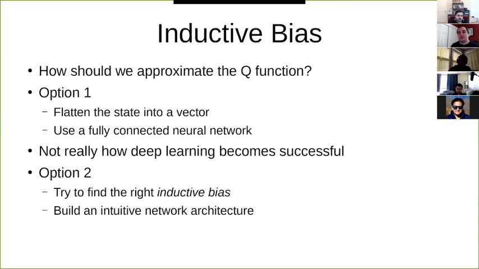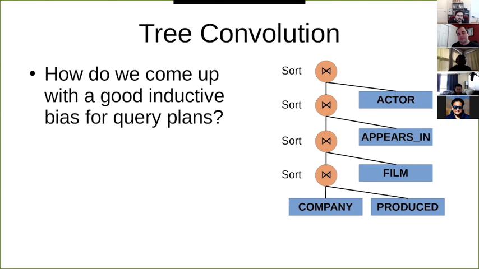A second option is to try to find the right inductive bias and to build an intuitive network architecture. So this is really where the rubber hits the road. So what is the eyeball of query optimization, right? Eyeballs are good at recognizing objects. What's the thing that's good at recognizing query plans? Well, one possible answer to that question is that it's us, right? It's database researchers, database practitioners, people who spend their time looking at SQL queries and looking at database systems to try to decide what's going on.